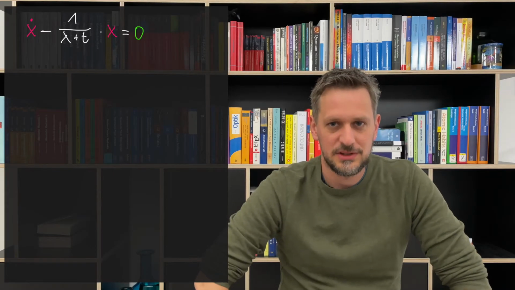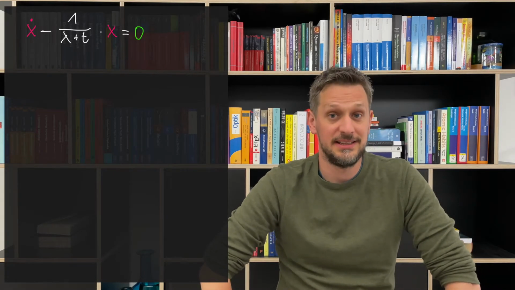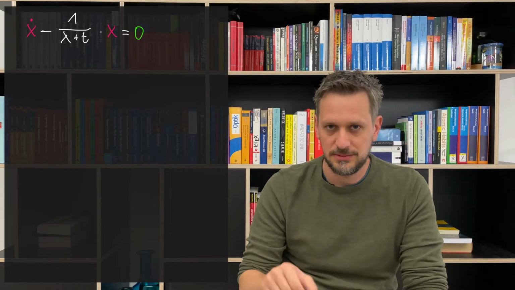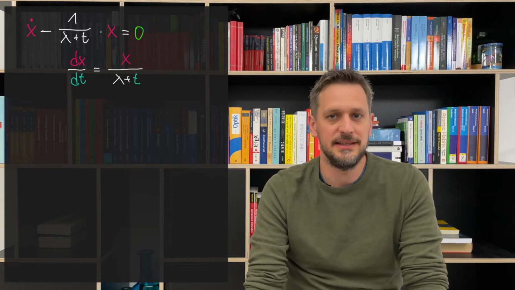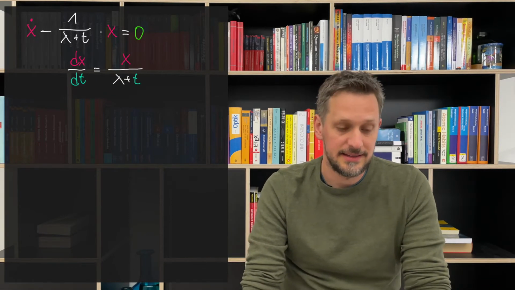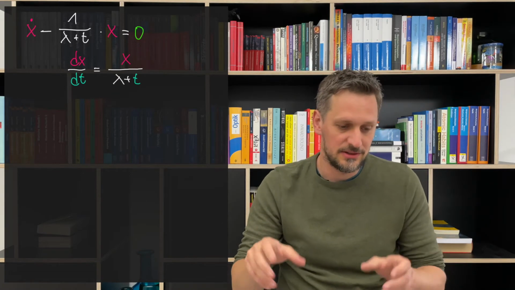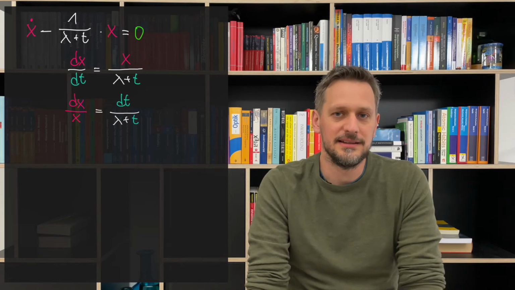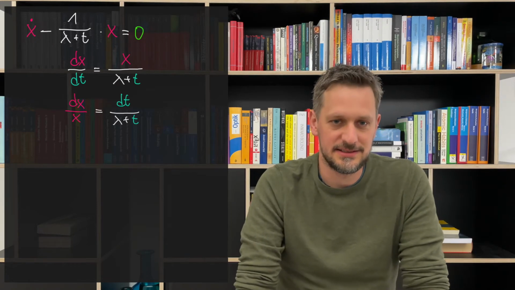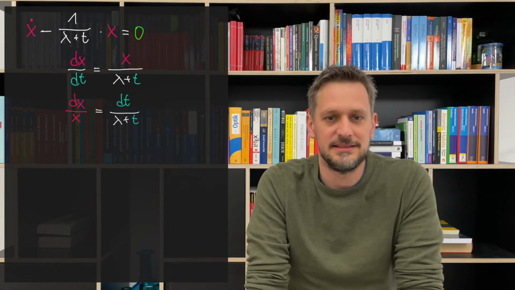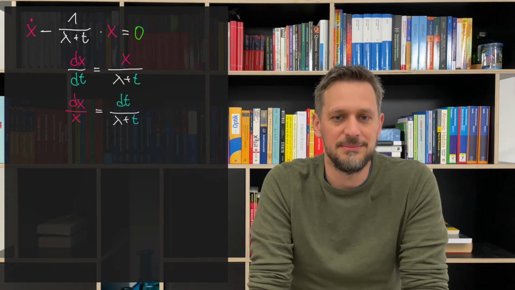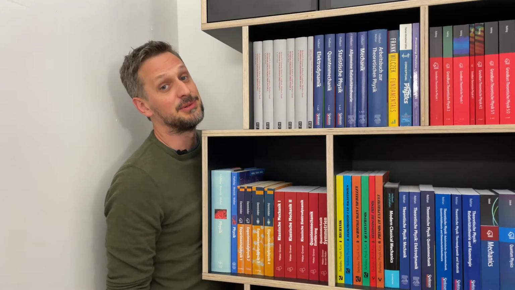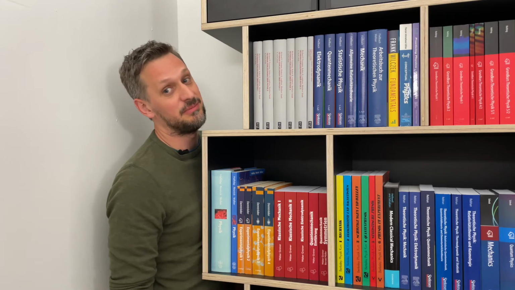Now that we have the homogeneous equation, we can solve it directly by integrating. In order to do that, we'll just have to write x dot as dx over dt. And then we rearrange terms so that on each side of the equation we only have one variable. And this will look like this. dx over x is equal to dt over lambda plus t. This is called the separation of variables for obvious reasons.